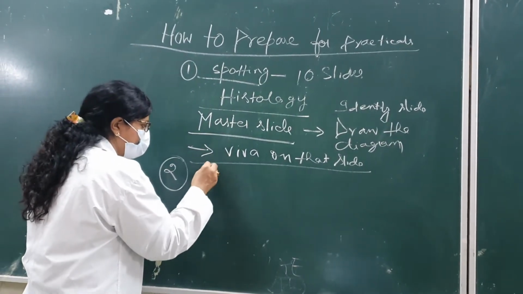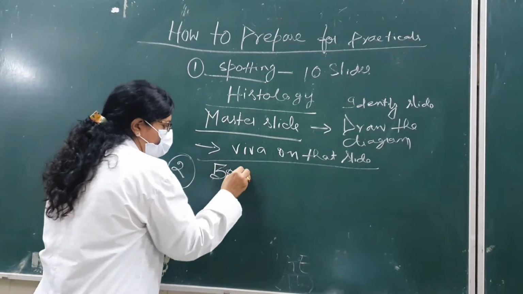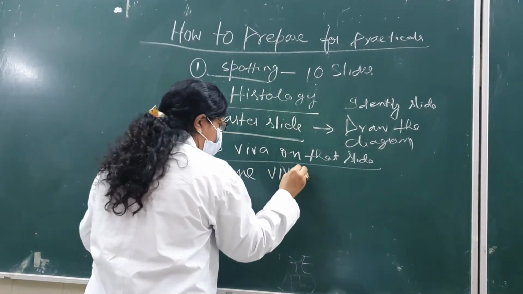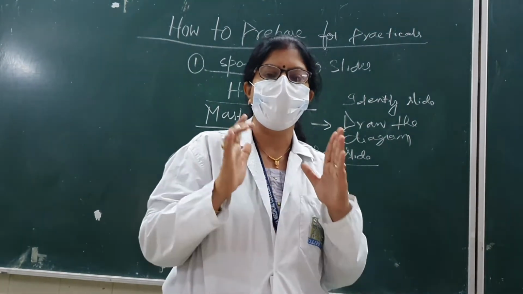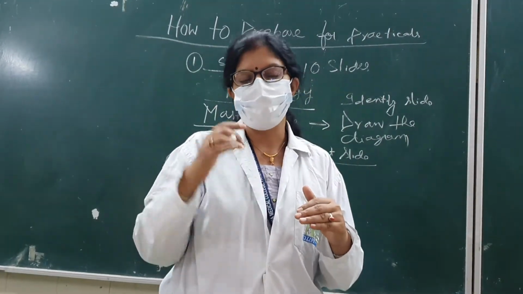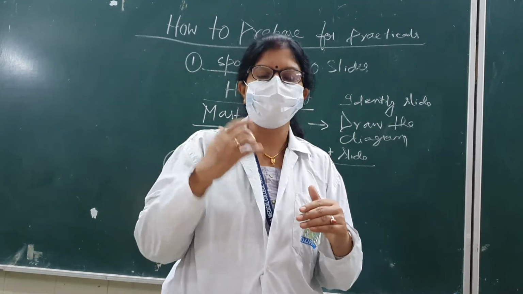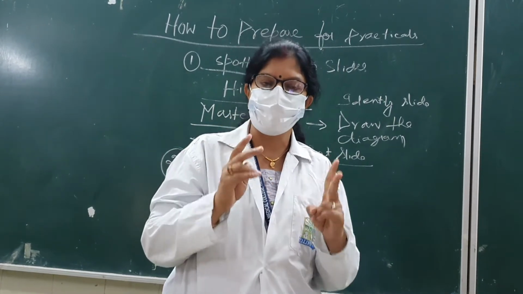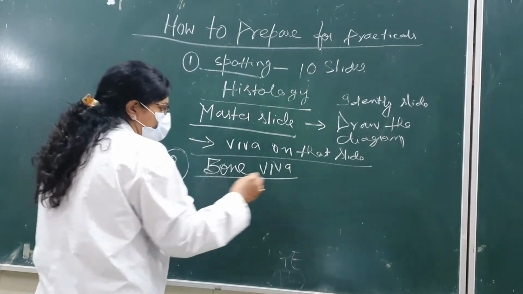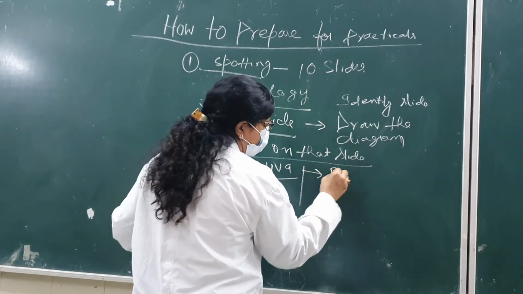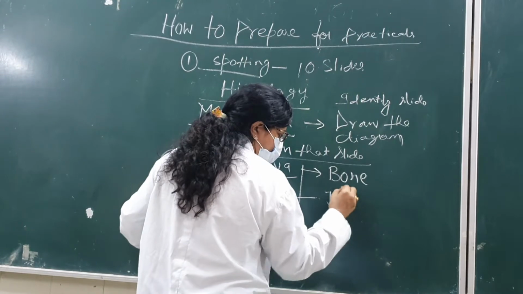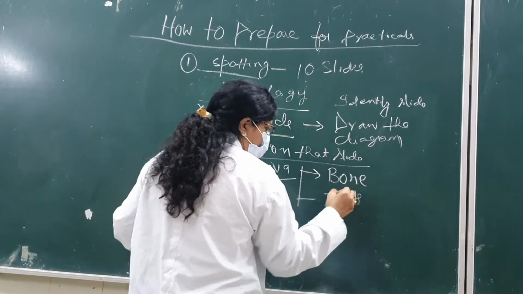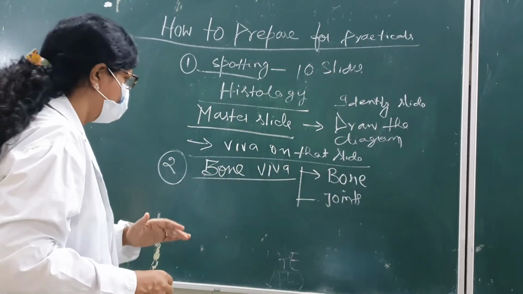Then second is your bone viva. What is important in bone viva? You have to go back to 2 things in general anatomy. You have to revise 2 important things: the chapter on the bone and the chapter on the joints.